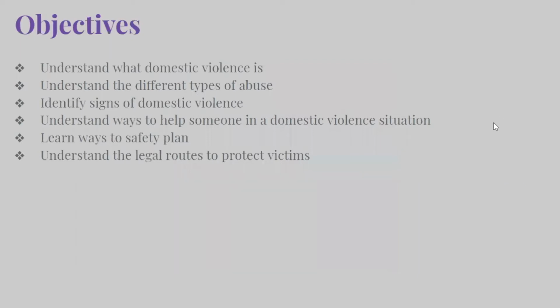Okay, so what are we going to cover today? We're going to go over what domestic violence is, understanding the different types of abuse. We're going to identify some signs of domestic violence, understand the ways that we can help someone in a domestic violence situation. We're going to go over some tips on how to safety plan with victims, and then we're going to go over some of the legal routes that we can take in order to protect victims.